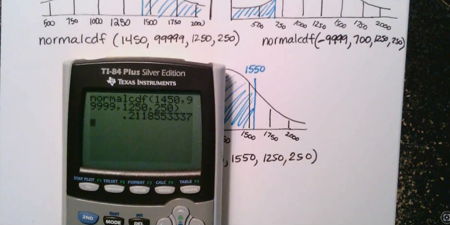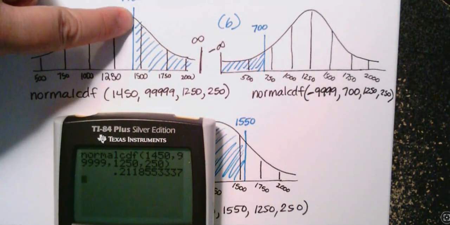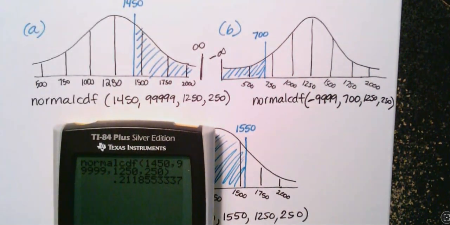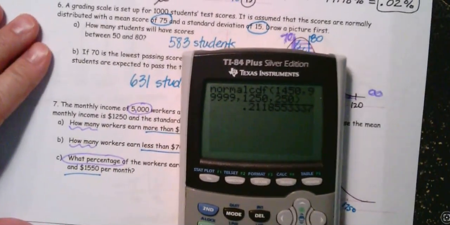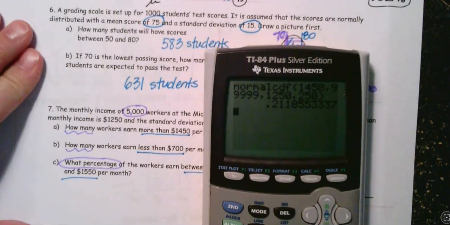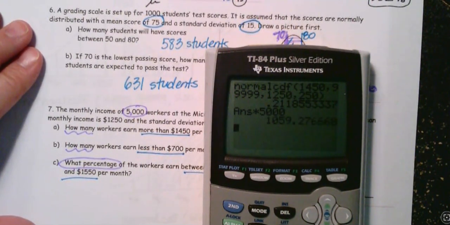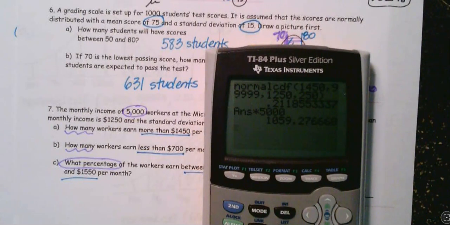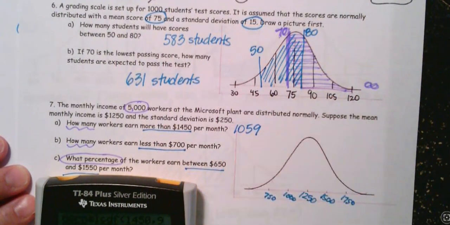we get 0.2118. So that means 21% of workers make more than 1450. But we weren't asked for what percent, we were asked for how many. So if this is the percent of workers that make more than 1450, I'm going to take that number, it's already in decimal form, so I'm going to leave it there, and multiply times the total number of workers. And my answer is about 1,059. So this is 1,059 workers.